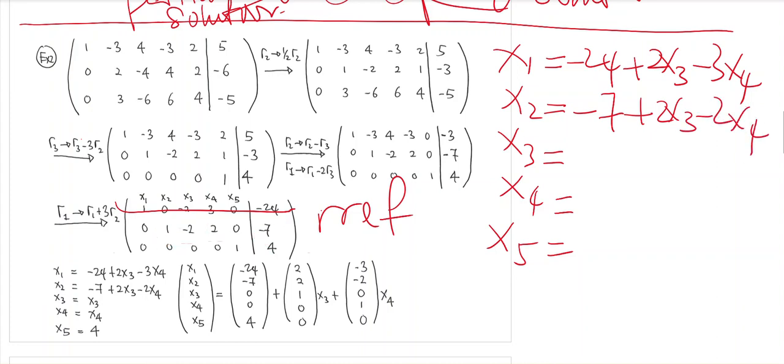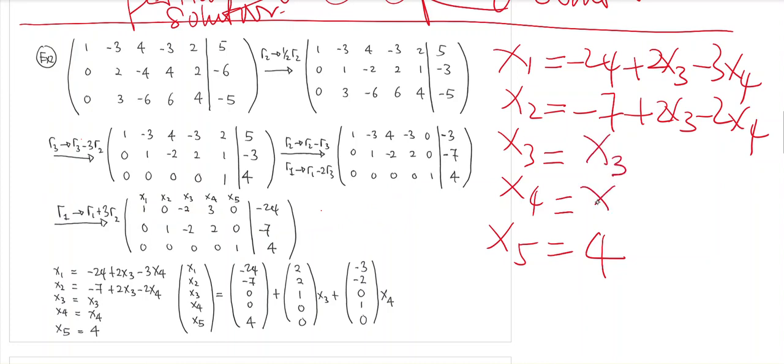Once you are done with the second row, move to the third one. What does it tell you? It tells you that x5 has to be 4. x5 cannot be 3. This equation really reads x5 equal to 4. What is left behind is x3 and x4. We can name these x3 equal to x3 and x4 equal to x4, and these are the free variables.